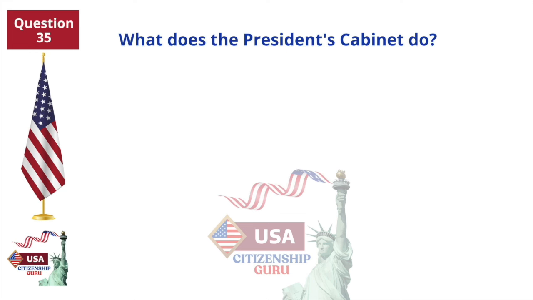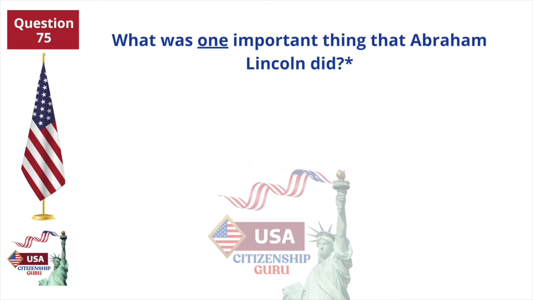What does the President's Cabinet do? Advises the President. What was one important thing that Abraham Lincoln did? Freed the slaves.